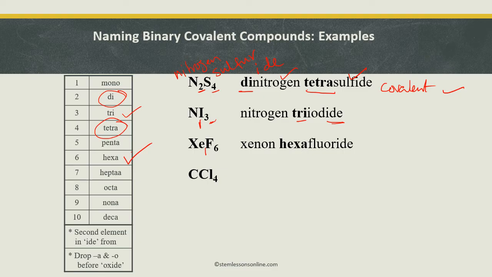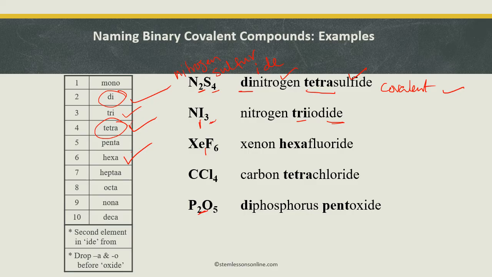Next example is CCl4. One carbon, so I don't have to write mono, so carbon, and there are four chlorine, that means I have to put tetra before I write the name of the second element. So it will be carbon tetrachloride. Now one more, P2O5. There are two phosphorus, so I have to add the prefix di, so diphosphorus. How many oxygen? There are 5, so penta, right? So diphosphorus pentoxide. The only difference here is you have to pay attention.